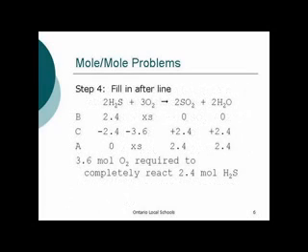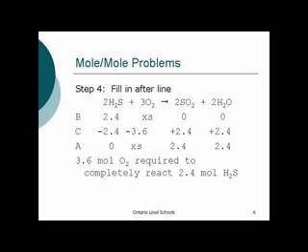Our next step then is to fill in the after line, what's left over. Here you'll see that we finally have the excess in the before line for the O2. We know that the H2S will change by minus 2.4 moles. The oxygen, which is in excess, will change by minus 3.6 moles. The SO2 and the H2O respectively will change by an increase of 2.4 moles.